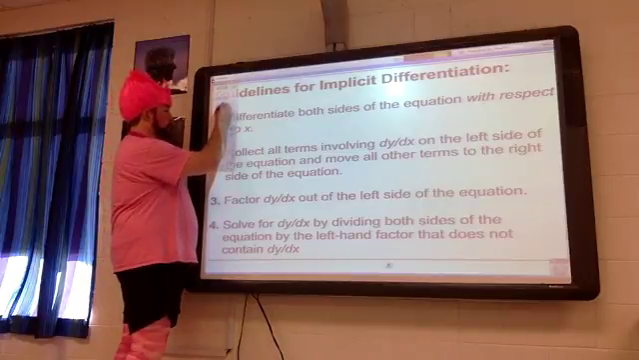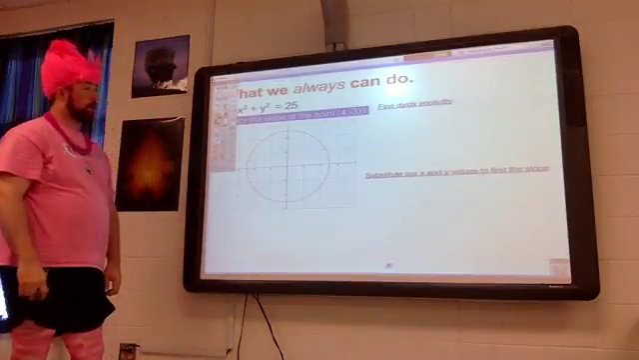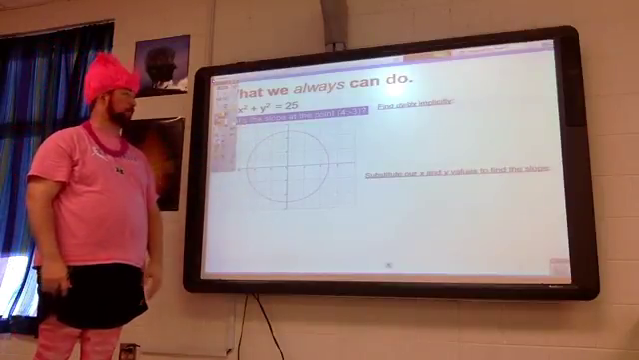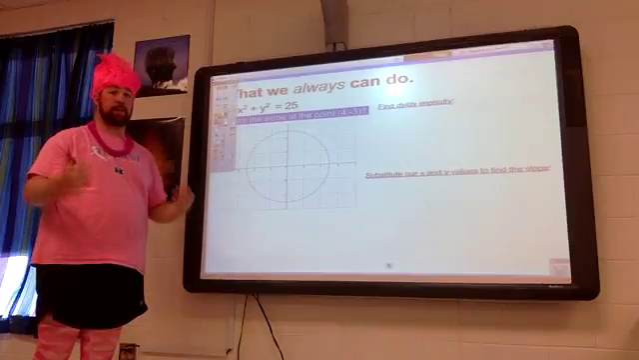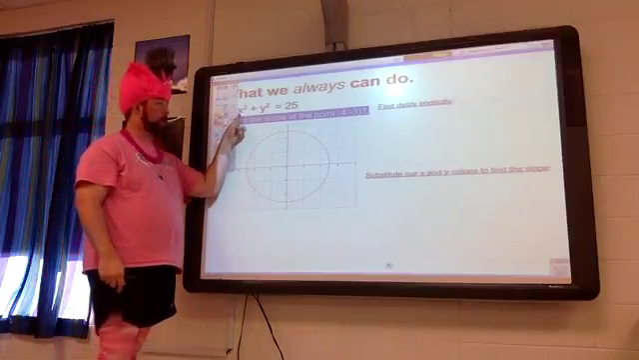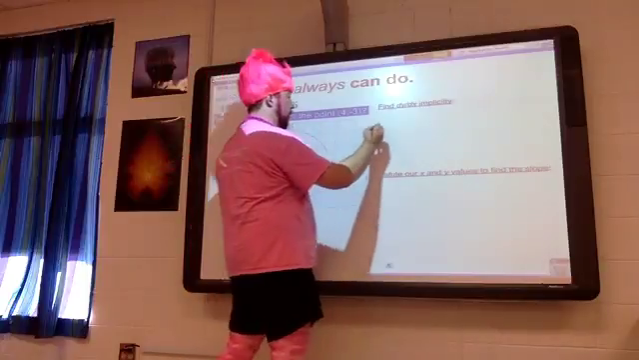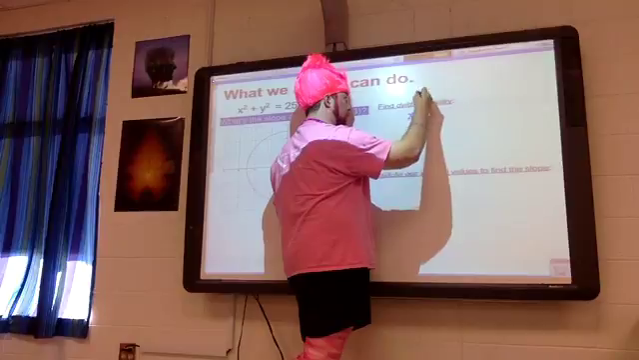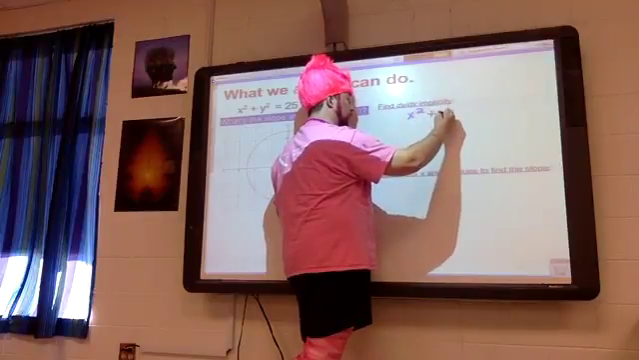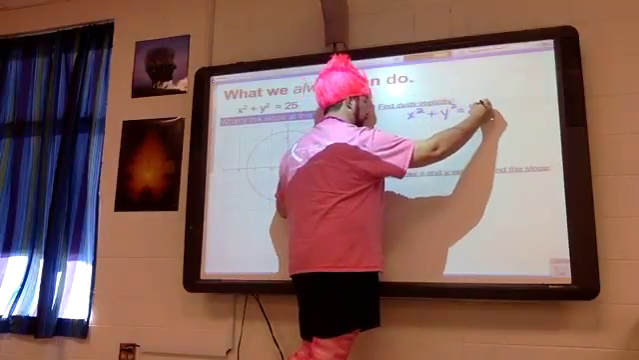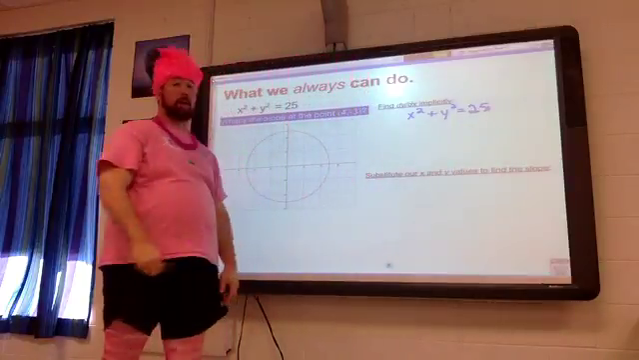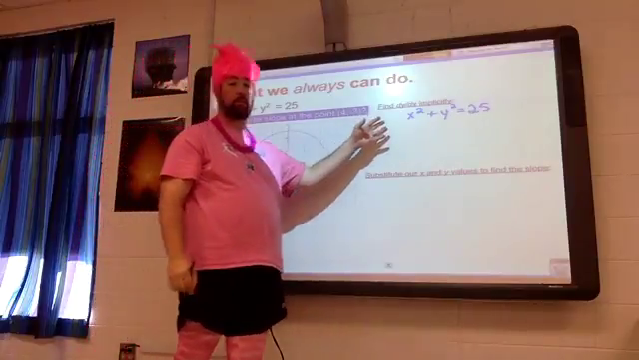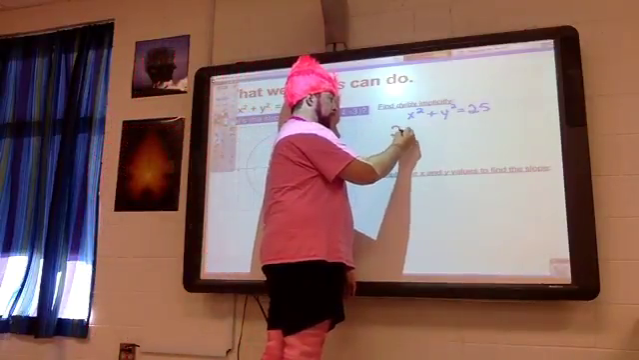All right, so let's see how we would do this problem again. If we wanted to do this question implicitly, we just go through and take the derivative of each term. I'll just rewrite the equation over here. We've got x squared plus y squared equals 25. We're going to go through and take the derivative. What's the derivative of x squared? It's 2x. That was easy.